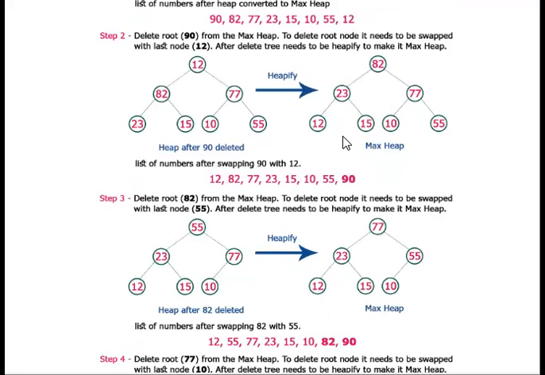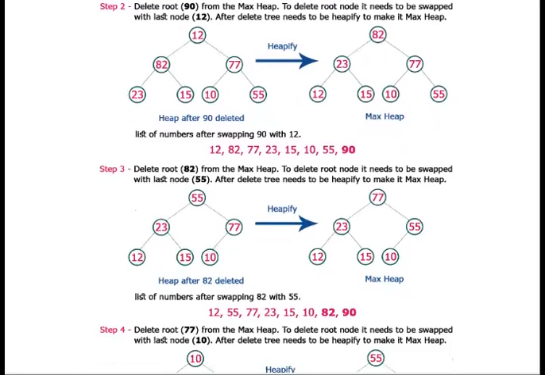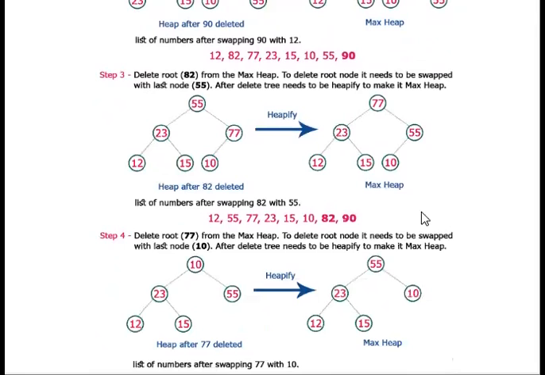Then the last node, 55, on the rightmost side, comes to the root node. Then by using heapify, we can find the maximum heap, and this is the formation of the maximum heap. After deletion of 82, we can construct the maximum heap. Then after that we can find 77 as the maximum heap from this binary tree.